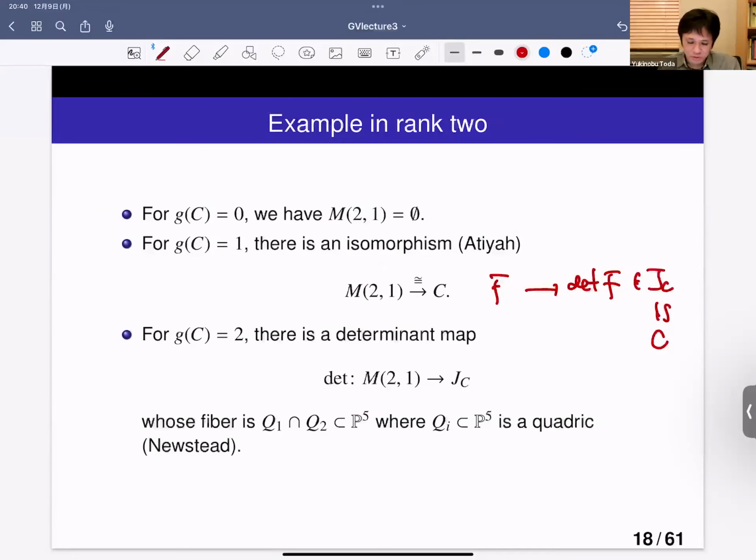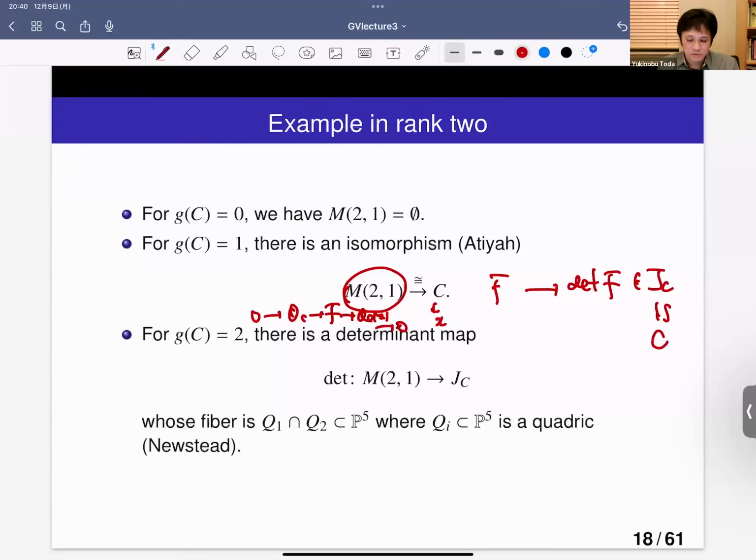And also for each point of X, we can also consider this point. That is, we can construct a rank 2 stable bundle just by considering these extensions. In the case of genus 1, this extension is unique up to isomorphism because Ext^1 is only one dimensional. So in this way, we have this isomorphism.